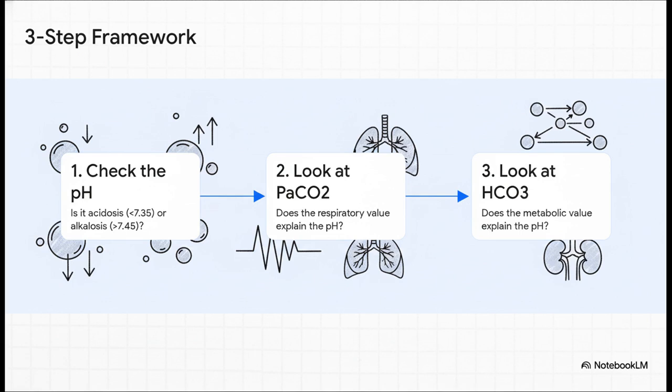Step 3, look at the bicarbonate. Does it explain the pH? If you have acidosis, is the bicarb low? Whichever one, the PaCO2 or the HCO3, matches the direction of the pH problem, is your primary disorder.